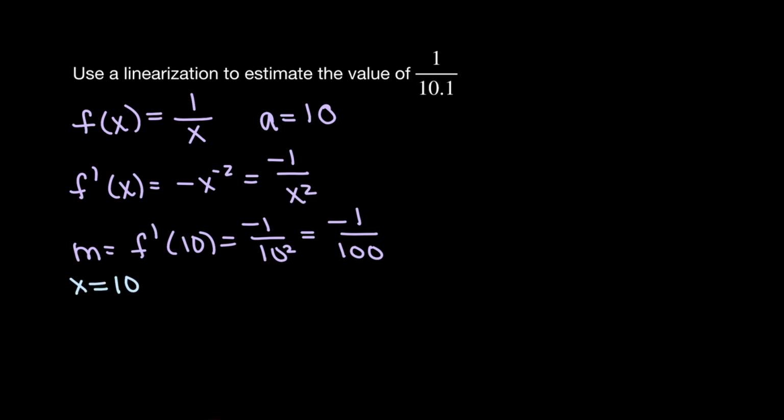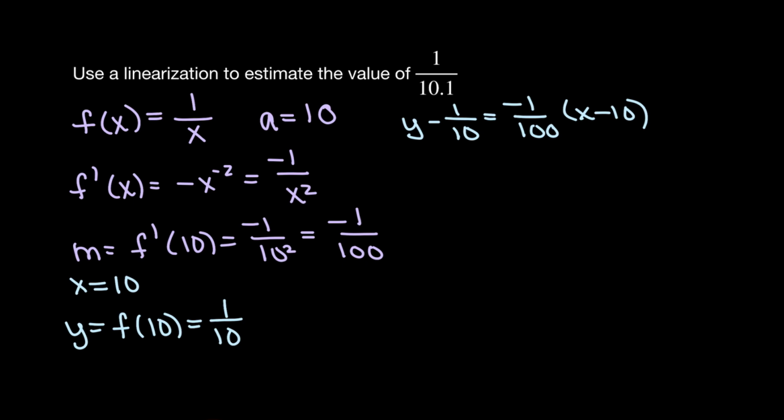My point of tangency is at x equal 10. The y value for that point of tangency is going to be f of 10. So f of 10, plug 10 in for x, I get 1/10. That means my tangent line is y minus 1/10 equals negative 1/100 times x minus 10. We can solve for y, move that 1/10 over, and again, I'm going to use function notation and replace that y with L of x. So here's my linearization. L of x equals 1/10 minus 1/100 times x minus 10.